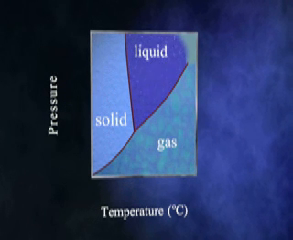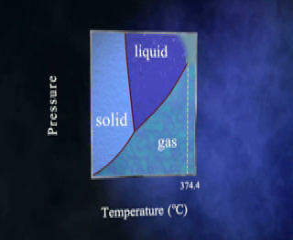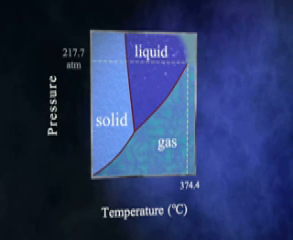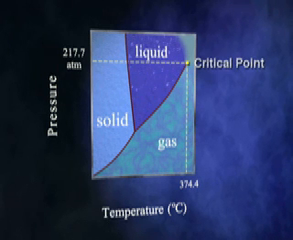The critical temperature is the temperature above which a gas cannot be liquefied regardless of the amount of pressure applied. The critical pressure is the pressure necessary to liquefy a gas at the critical temperature. The critical point is defined by the critical temperature and the critical pressure.